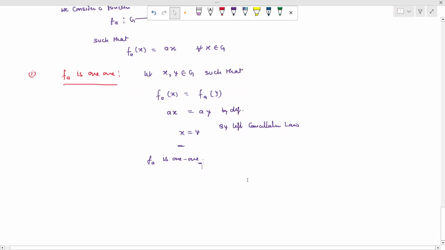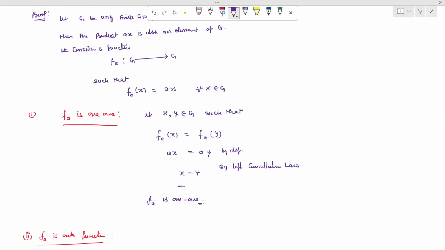Now after proving one-one, we shall prove that f_a is an onto function. A one-one onto function possesses an inverse. So f_a is an onto function. Here we prove that f_a is onto. So we take an element of the set B, meaning this group.